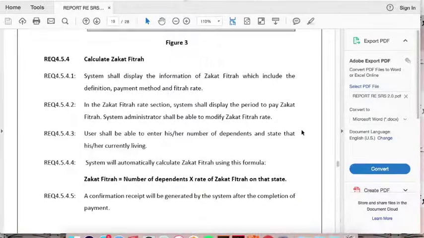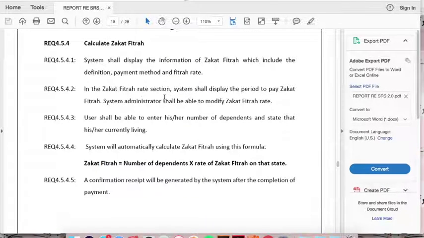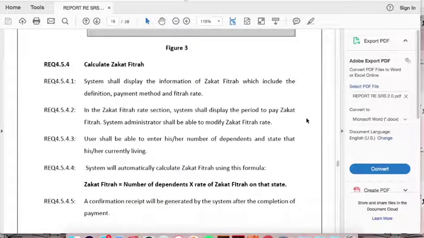For the last type of zakat, which is calculate zakat fitrah, the system shall display the information of zakat fitrah, which includes the definition, method of payment, and fitrah rate. For the second requirement, in the zakat fitrah rate section, the system shall display the period to pay zakat fitrah. The system administrator shall be able to modify zakat fitrah rate. User shall be able to enter his or her number of dependents and state of living.